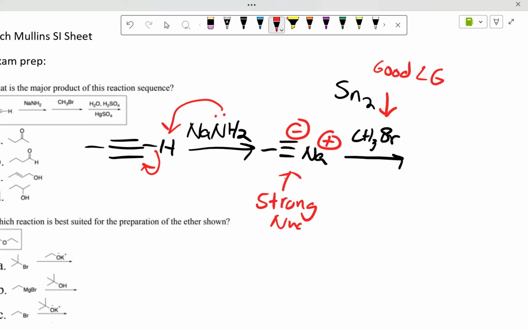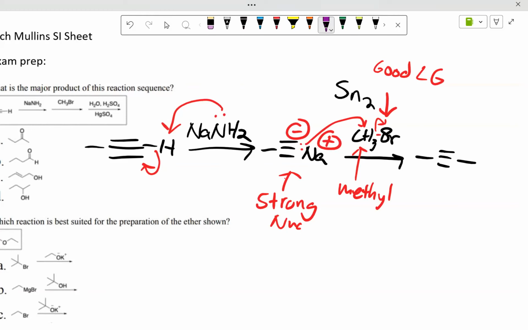In order to do SN2, remember, we can't do SN2 on tertiary carbons. We don't have a tertiary carbon, so we don't have to worry about that. We have a methyl carbon, not even a primary, because it's not attached to any other carbons. Methyl and primary are always going to prefer SN2 over SN1. So this alkyne is going to act as a nucleophile and kick off the bromine, which is a good leaving group. So we add a methyl onto this carbon.